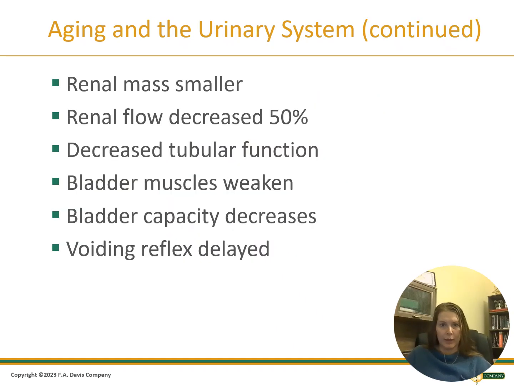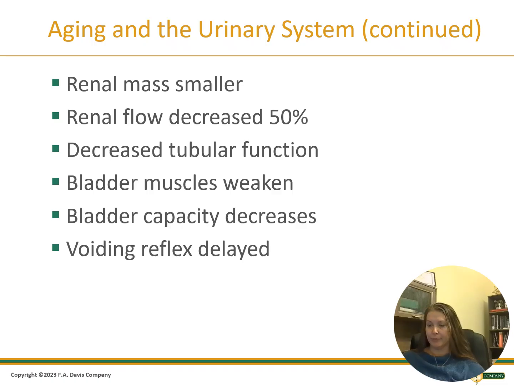Okay, so aging in the urinary system, our renal mass is going to get smaller, so our kidneys are going to shrink with age. We can expect our renal blood flow to decrease by about 50%, so we have less filtration capacity. We have a decrease in our tubular function, which leads to a reduced ability to concentrate the urine and regulate our electrolytes.